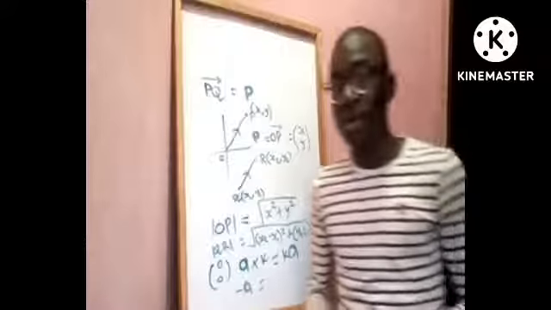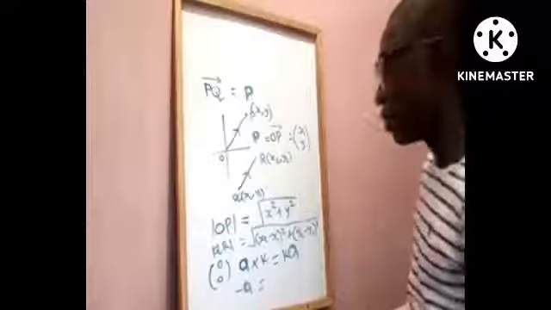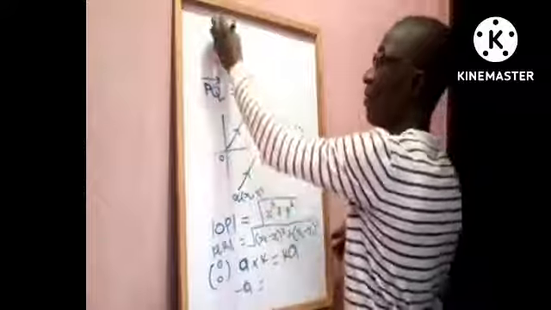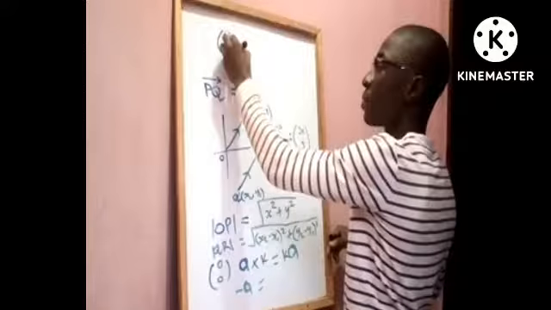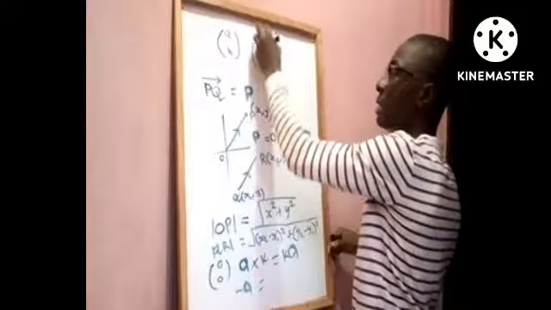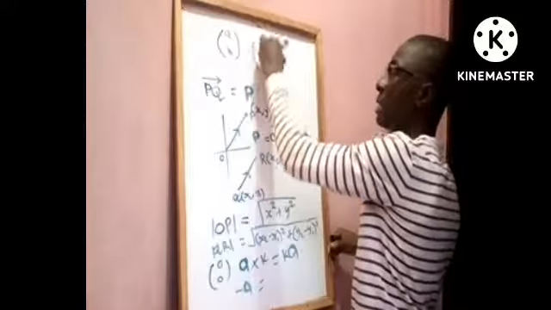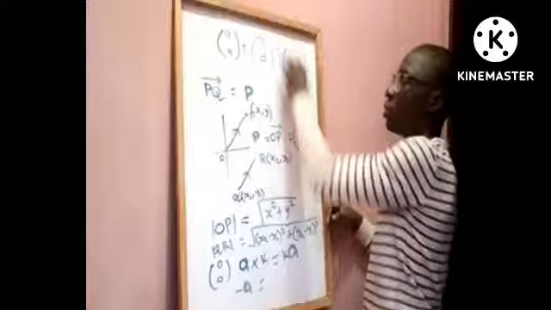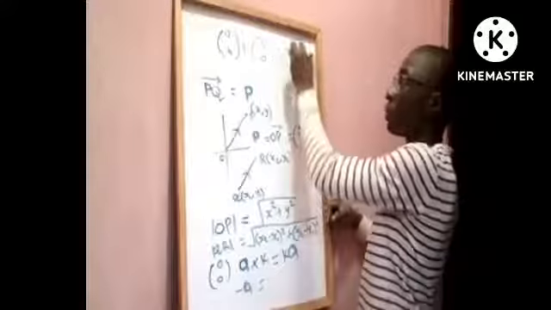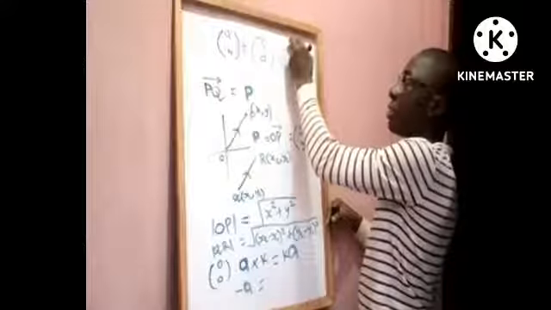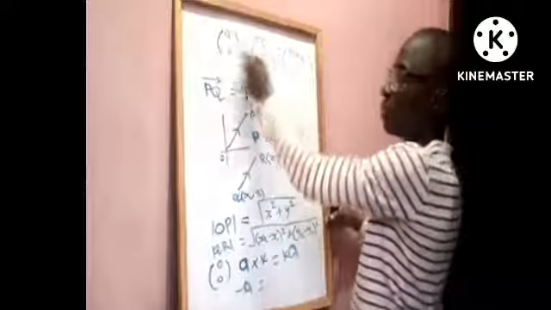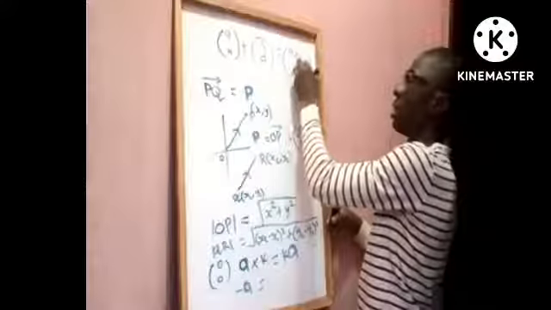Now, whenever you want to add vectors as column vectors, if you have the first vector as A, B, and the second vector as C, D, then you just add them. So that means your result will be what? You add the top, that's A plus C, then you add the bottom, B plus D. That would be your new result.